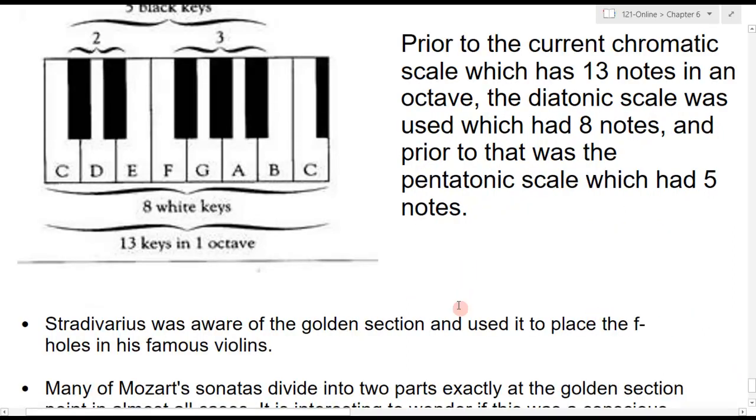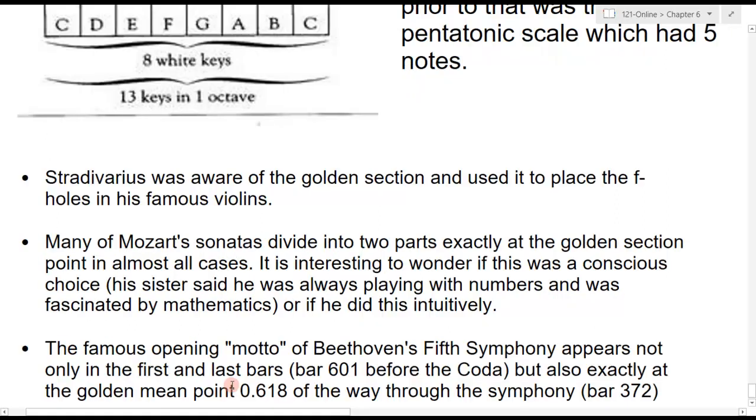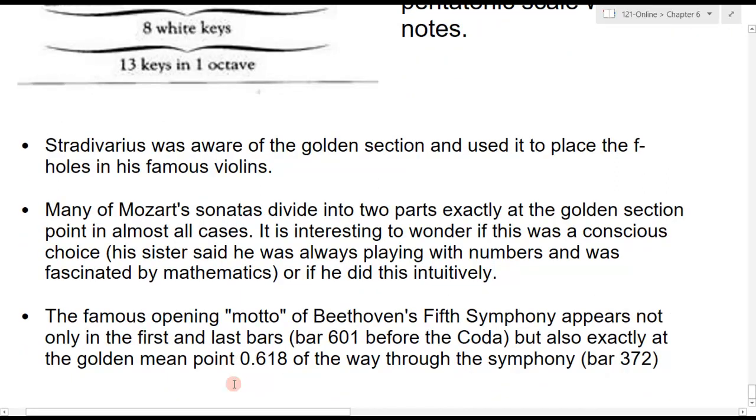Stradivarius, who made the famous violins, he was aware of the golden ratio, and he was said to place the F holes in those violins in such a way that made them famous and accounted for some of their sound. Also for music, many of Mozart's sonatas divide into 2 parts exactly at the golden section point in almost all cases. People have conjectured if he did that consciously because his sister said he was always playing with numbers and was fascinated by math, or if he did it intuitively because he just understood what was beautiful and it just turned out to be that way. Likewise, Beethoven in his Fifth Symphony, that famous opening motto, appears not only in the first and last bars, but also exactly at the golden mean point of the way through the symphony.